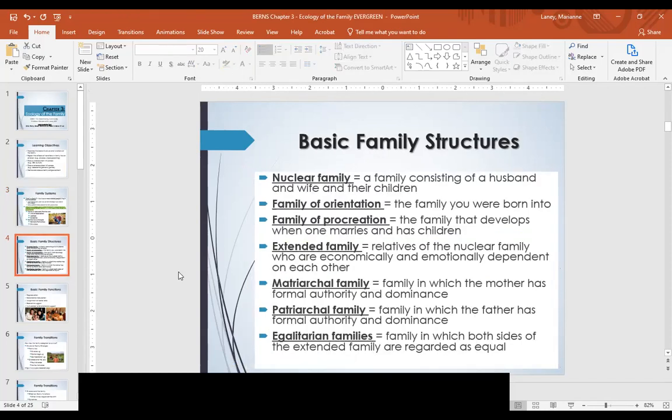So great. So again, some of the basic family structures here, again, this is in your book, and it really expands the explanation. But here, this is something that we can go through really quickly.